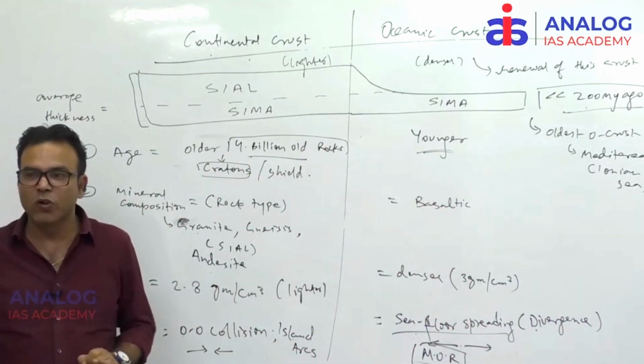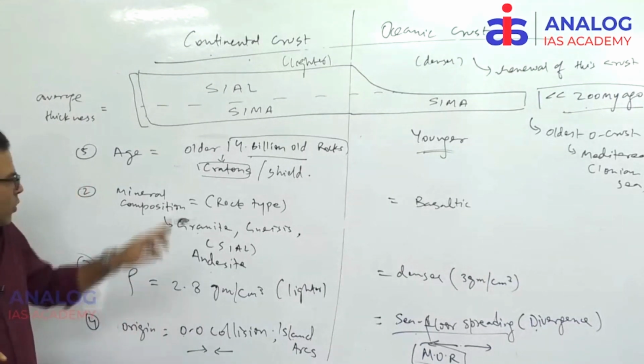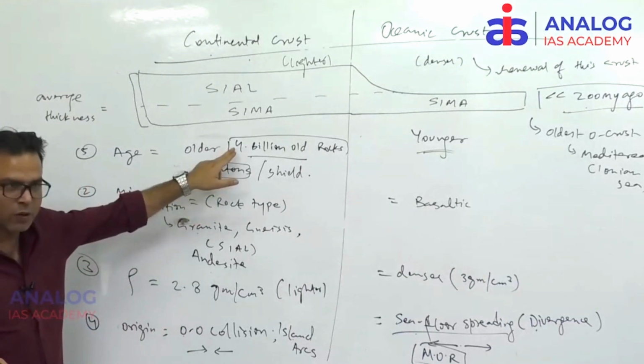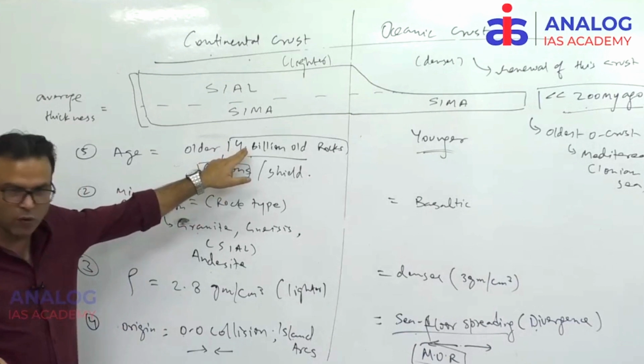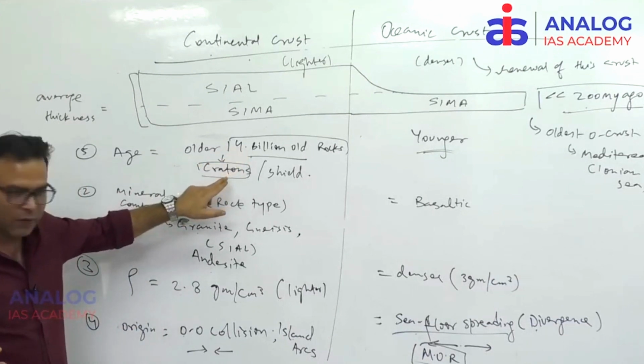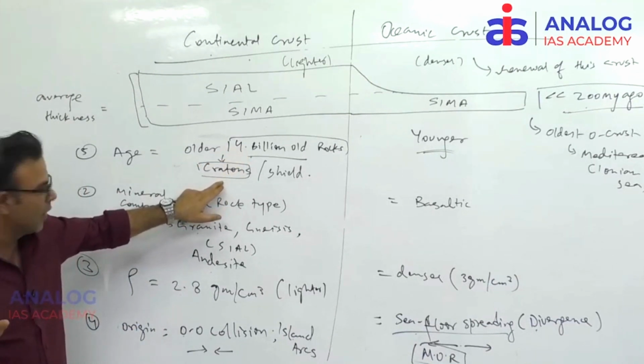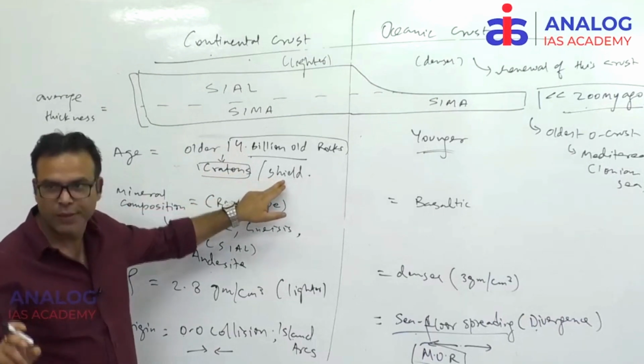Every continent grows on what? Oldest rocks, of age approximately 4 billion years. And that feature is called cratons, or also called shield.